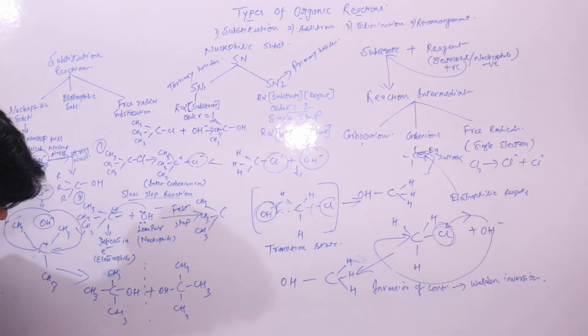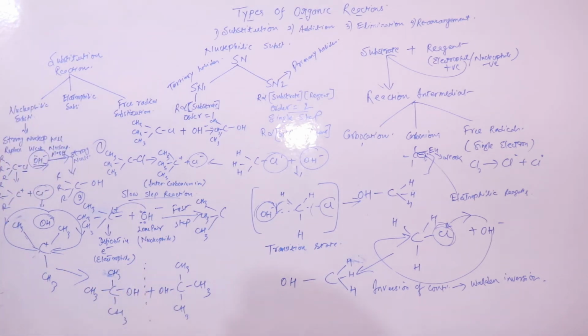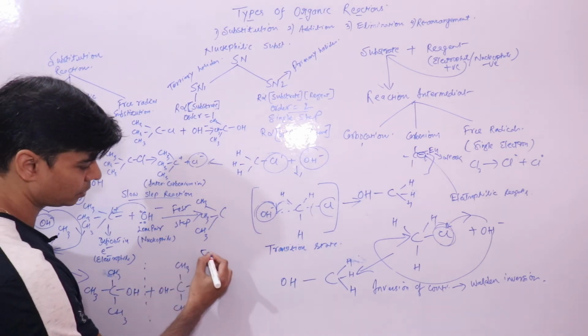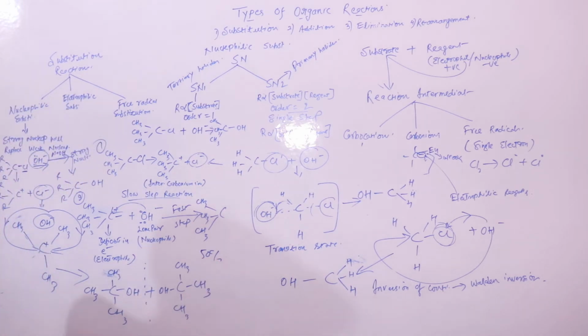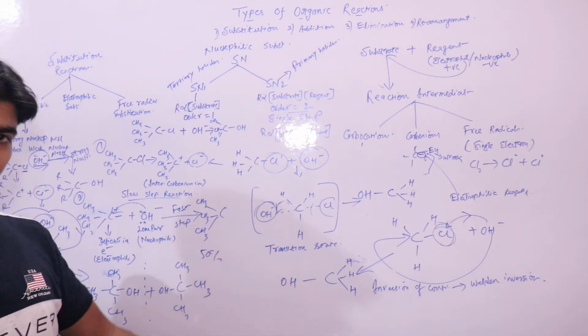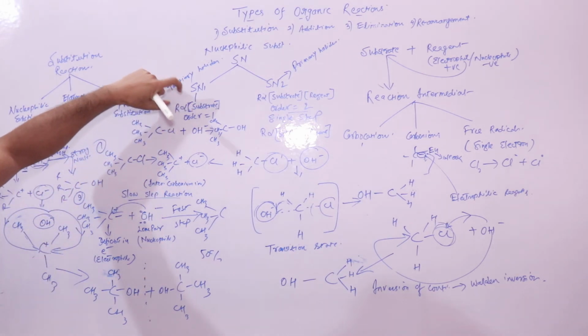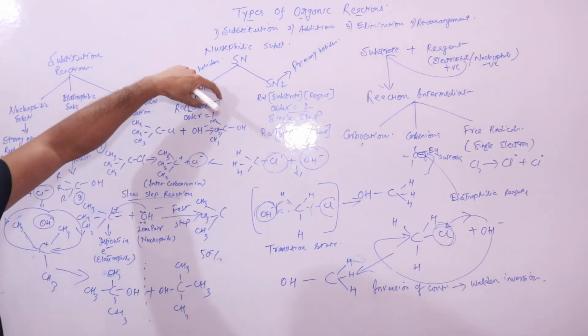Now this reaction will result in a racemic mixture, but if one of them is more than the other, this is not exactly a racemic mixture, because a racemic mixture means 50% of both. So one of them may be more than the other, which is not exactly 50-50. And remember, this is a first order reaction. The rate of reaction depends on the substrate only.